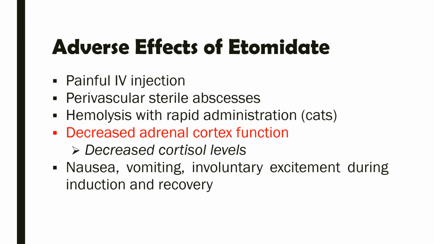These are the adverse effects of etomidate. It can cause painful IV injection. It can induce peripheral sterile abscesses when administered IV. It can also cause hemolysis with rapid administration, particularly in cats. A characteristic of etomidate is that it decreases adrenal cortex function, so cortisol levels also decrease. It can also induce nausea, vomiting, and involuntary excitement during induction and recovery.